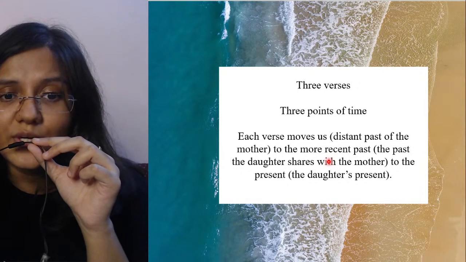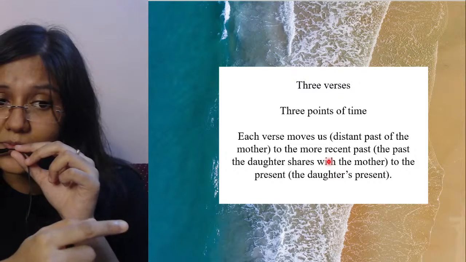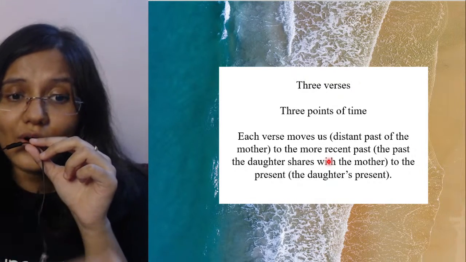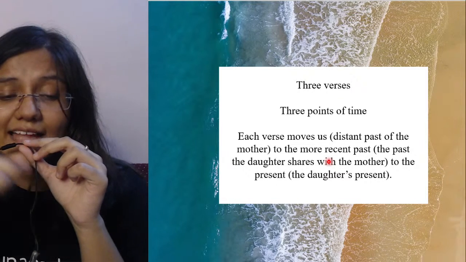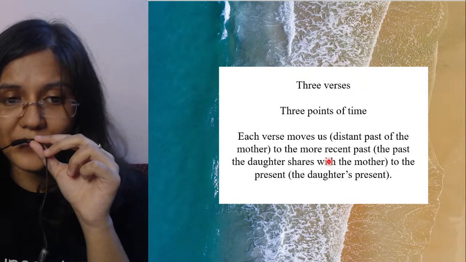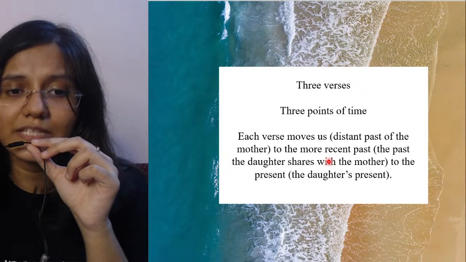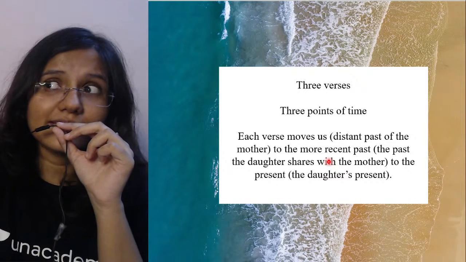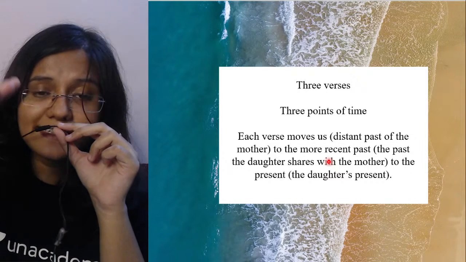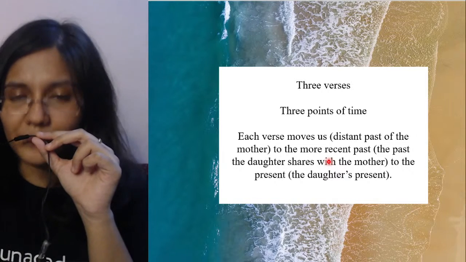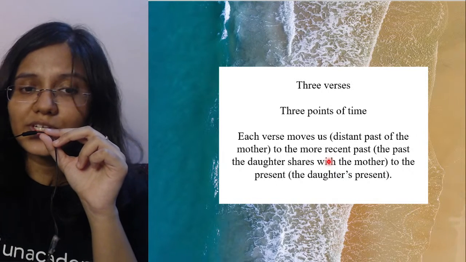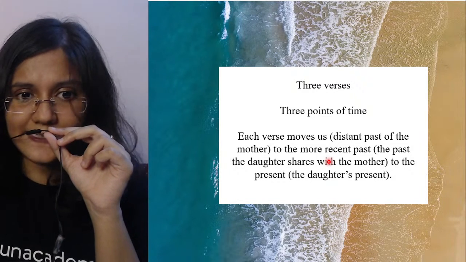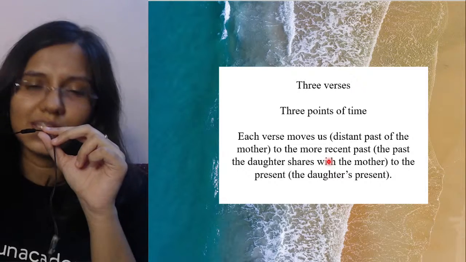The very first verse is located in the past of the mother. The second verse is located in the past that the daughter shares with the mother. And the last verse locates us in the present. The daughter is present because the mother is now dead, right? So each of these verses moves us from the distant past to the more recent past to the complete present. So each verse sort of takes a leap in time. There's a shift in time in each verse, and that's the reason that the three verses are divided the way that they are.